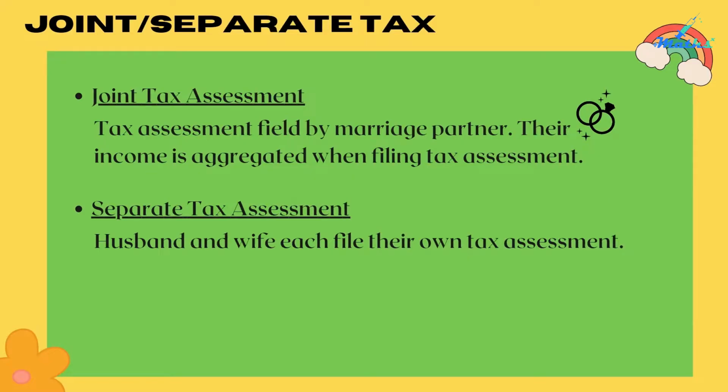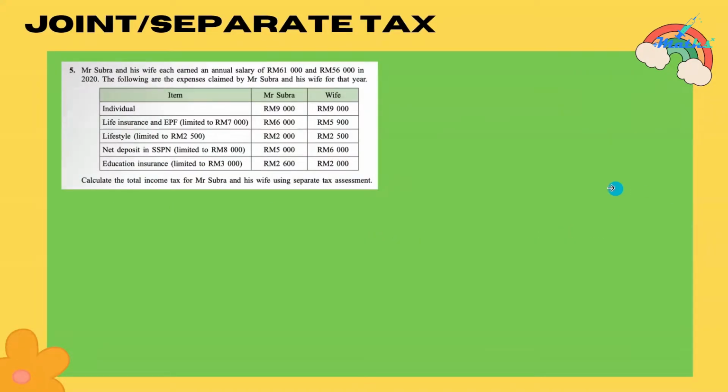So for the joint tax assessment, filled by marriage partners, their income is aggregated when filing the tax assessment. And for the separate tax assessment, husband and wife each file their own tax assessment. So next, let's do some example questions.